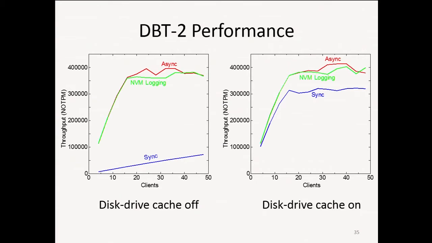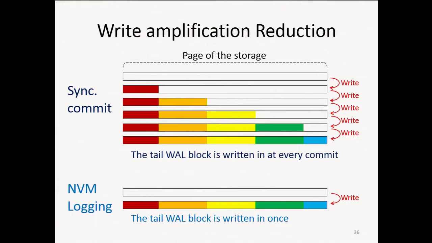In the disk cache on case, the performance of sync commit was closer to that of asynchronous commit and NVM logging. The reason is that the response of write I/O is short when a write back cache disk drive cache is used. Therefore, you may think NVM logging is not necessary when SSD is used for WAL storage.